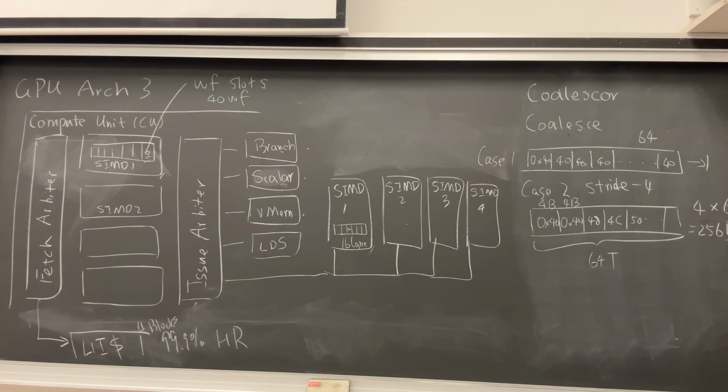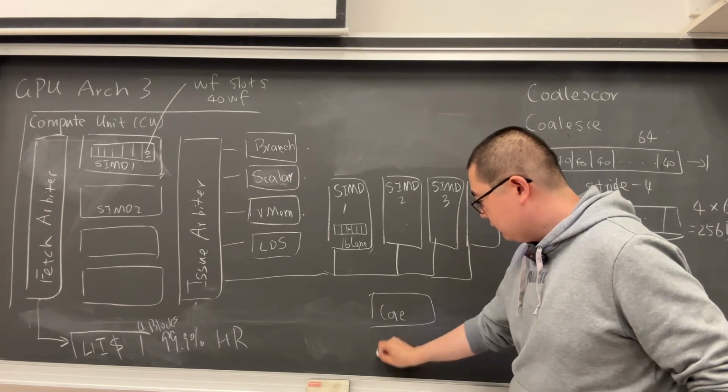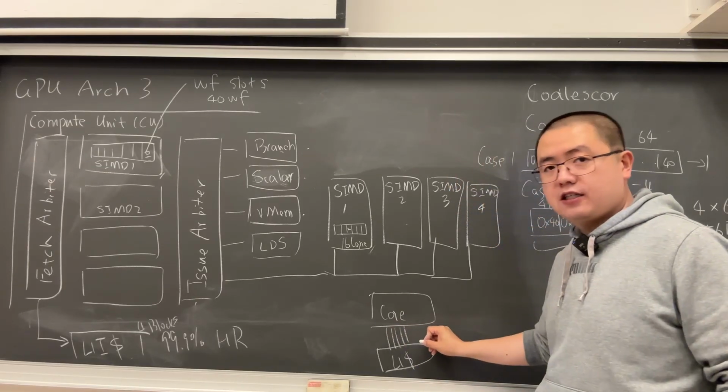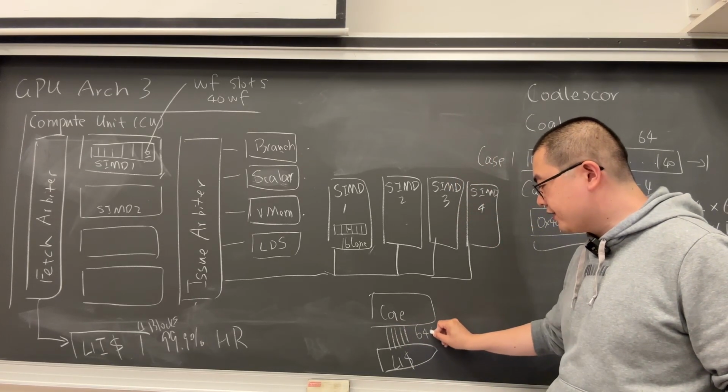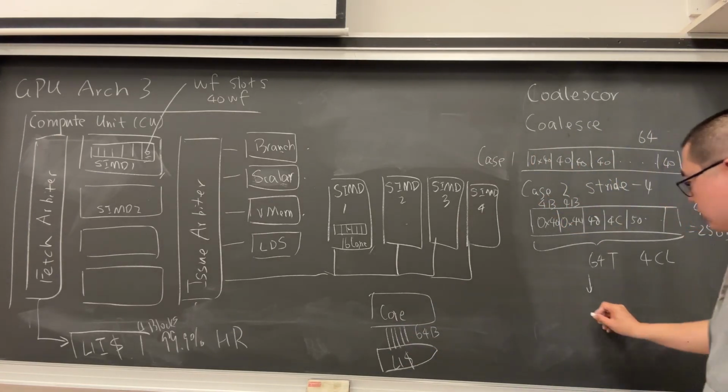How many cache lines are we reading? 4 cache lines, right? So how many transactions do we need to generate? Remember the core and the L1 cache interface. The data bus is typically a cache line size, so there are that many wires. So we need to generate 4 transactions.